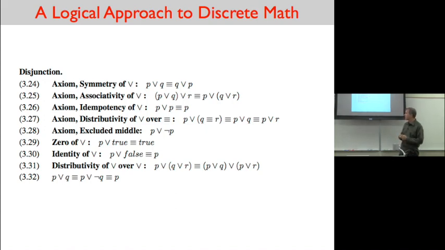So disjunction is the OR. And look at all these axioms. We've got the symmetry of OR, so P or Q is equivalent to Q or P. We've got associativity of OR, so P or Q first and then OR that with R is the same thing as ORing Q and R and then ORing P with that. We've got idempotency.